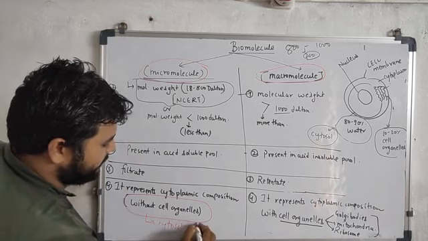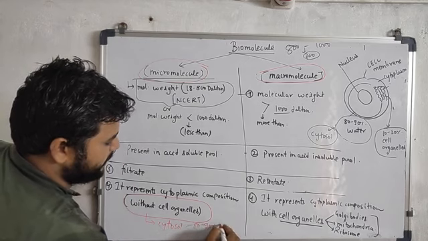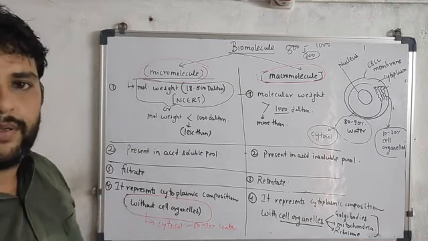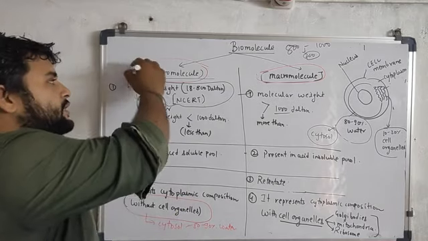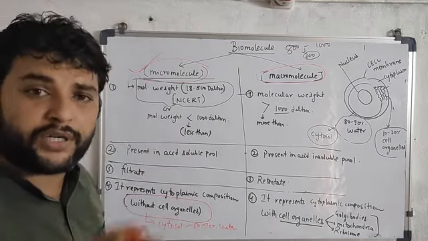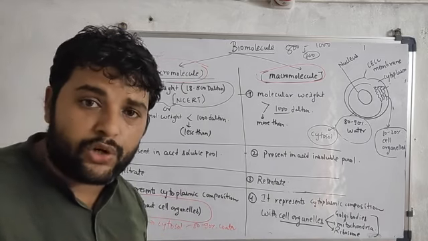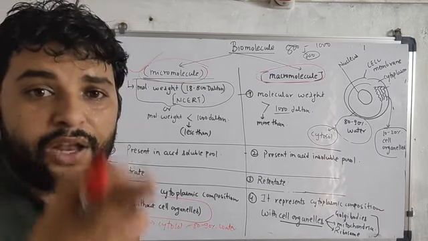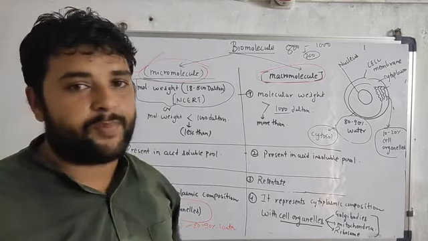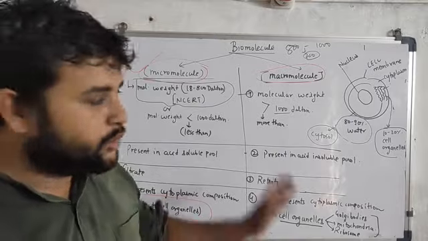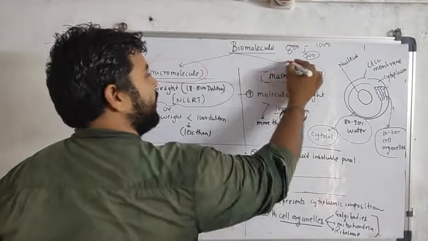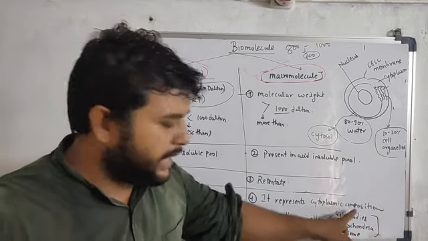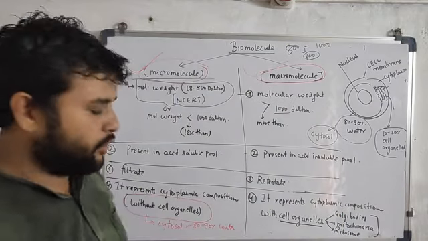Cytosol contains 80 to 90% water. It can easily pass out through this cheesecloth, so it is considered a micromolecule. But when you include the cell organelles, they cannot pass out through the cloth, so that is considered a macromolecule. So it represents cytoplasmic composition with cell organelles.